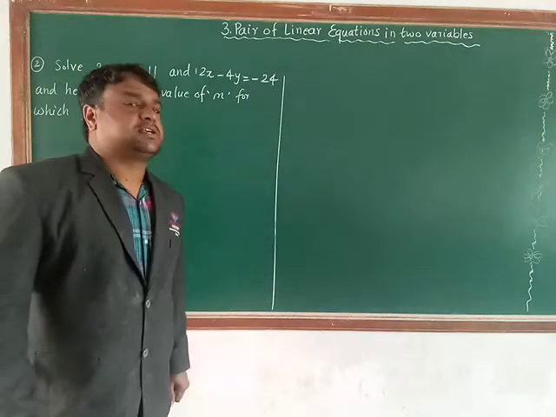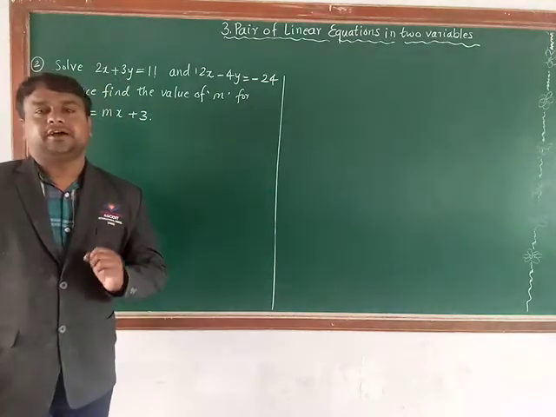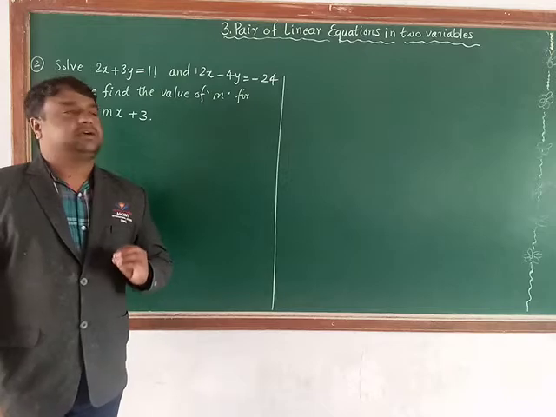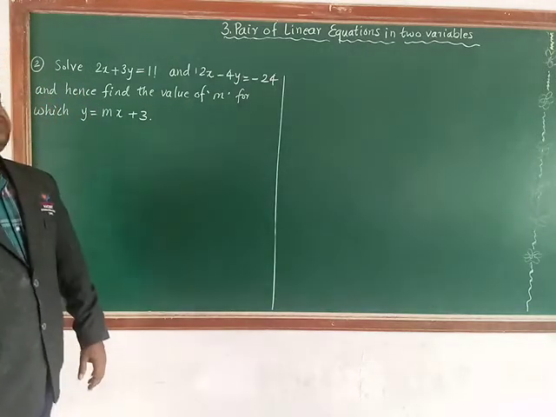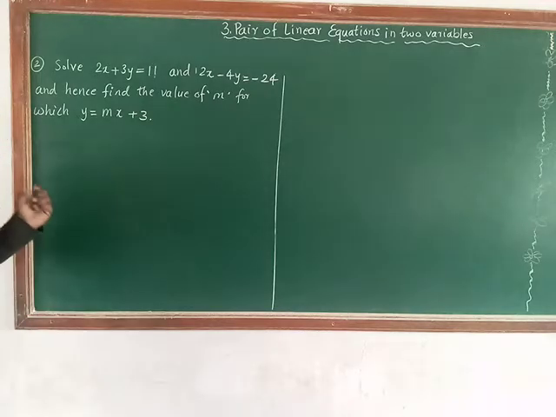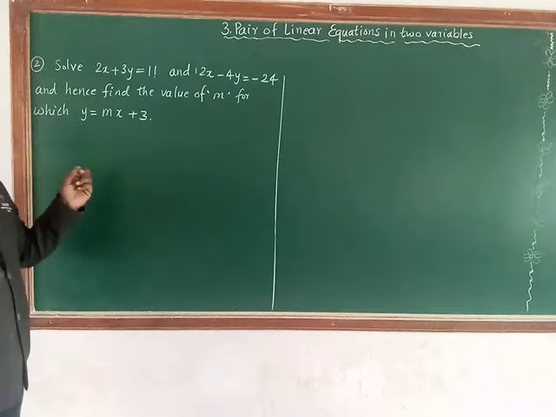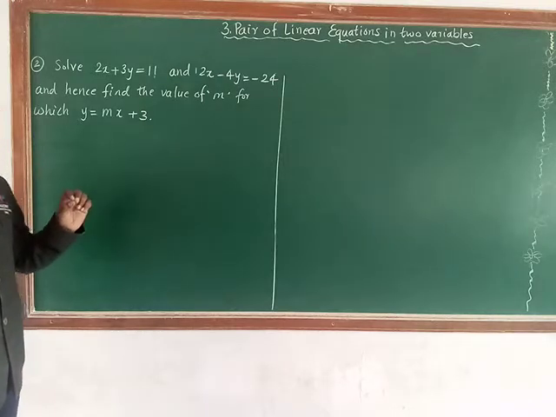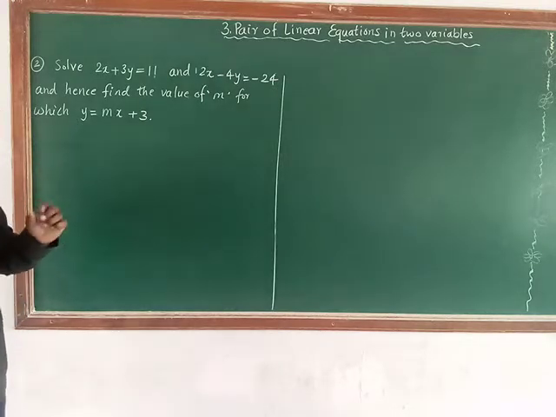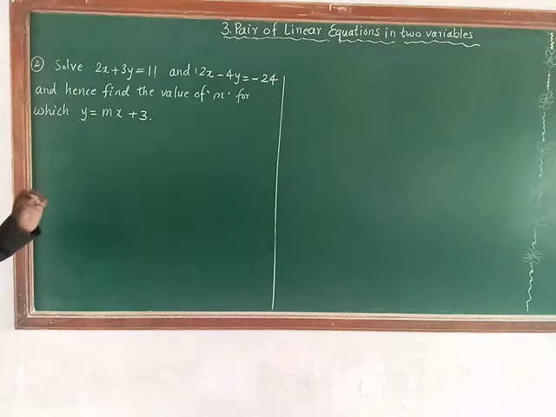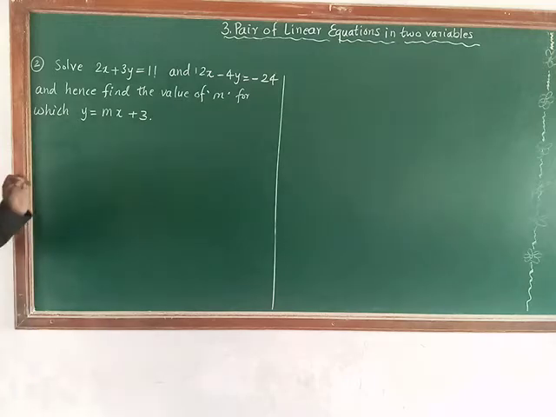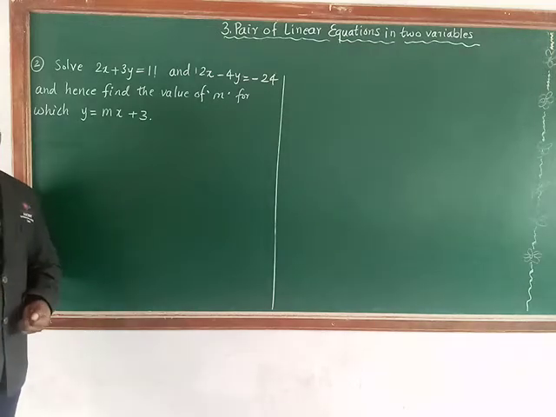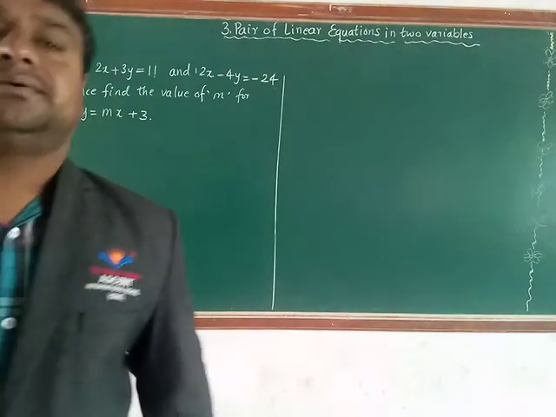Hello students, we are solving our exercise 3.3 and today we are going to solve our second example. What we are given in this example is: solve 2x plus 3y is equal to 11 and 2x minus 4y is equal to minus 24, and hence find the value of m for which y is equal to mx plus 3.